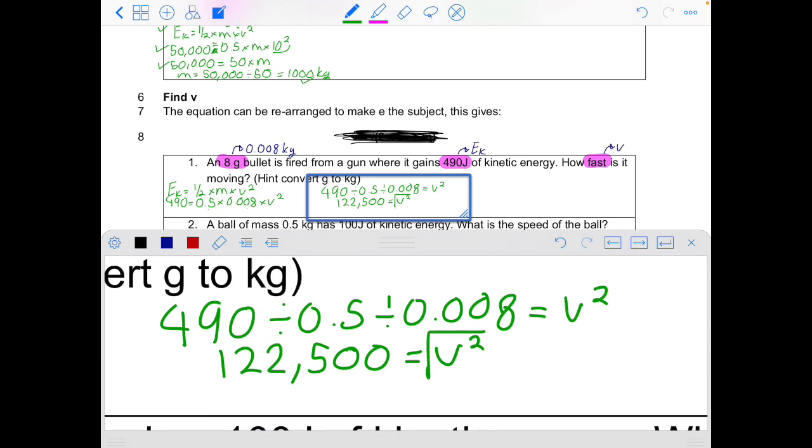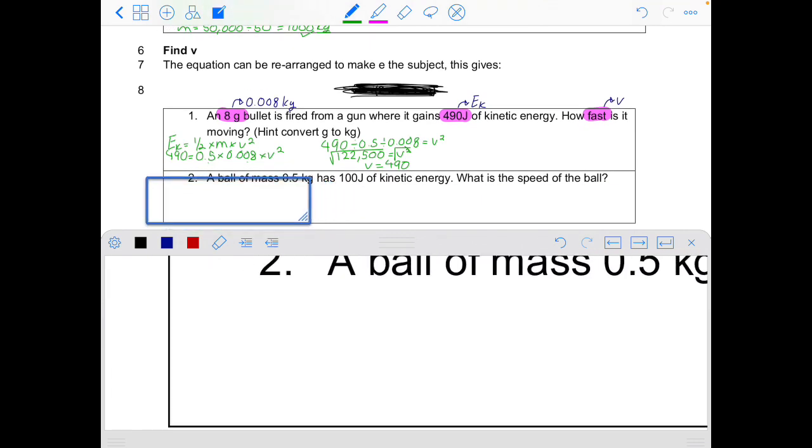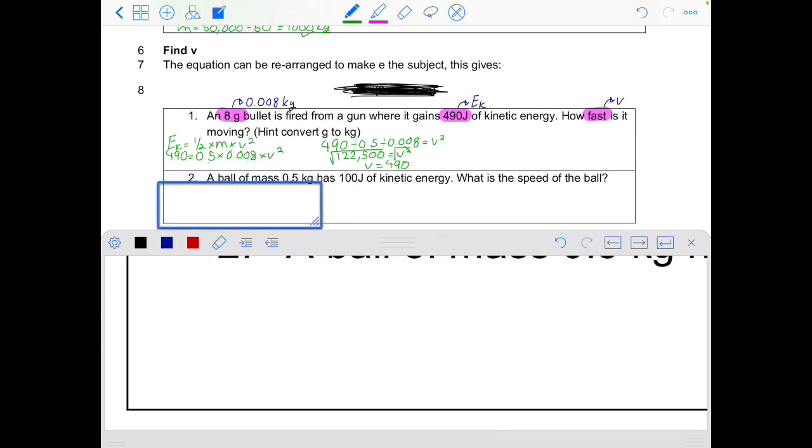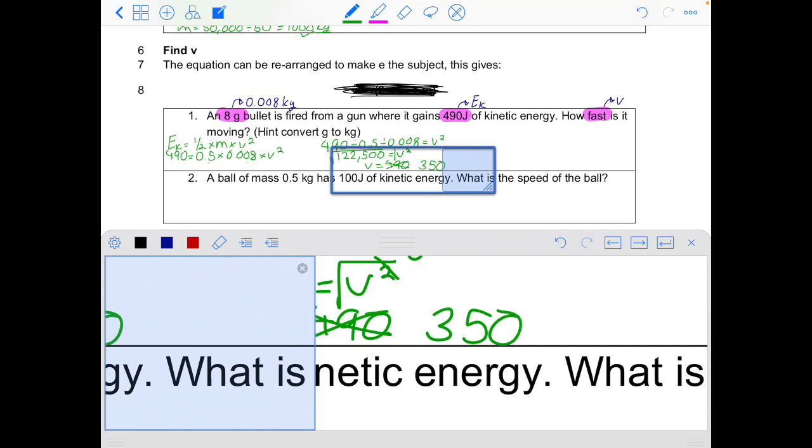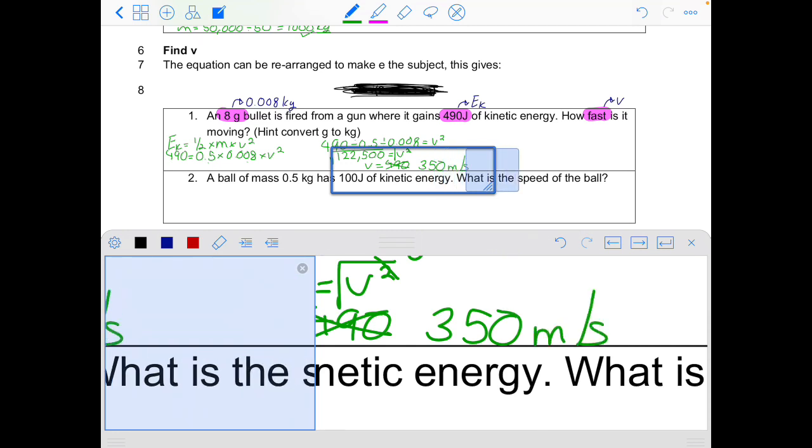Remember the opposite of squaring. We have to take the square root to get the velocity on its own, so we take the square root of that side. So velocity, once you take the square root, is... 490 is not it, I'm looking at the wrong number. We have 350, and I forgot my unit, so I wouldn't have gotten that mark: meters per second.